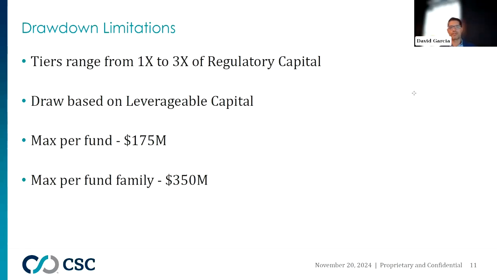Maximum per fund is 175. So if your regulatory is 90 million, let's say, and you've been approved for 2 times regulatory, you're capped at 175. The maximum per fund family, what does that mean? If you have more than one license, let's say you have 2 funds that are licensed, you're capped at 350 per fund family. That's how they consider it.